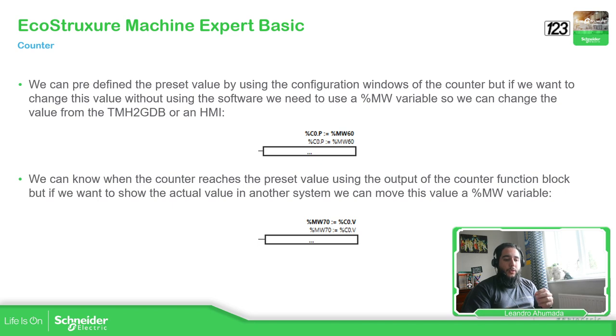And if you want to read the actual value from the counter to show that in the HMI, it's very similar. You just need to move the actual value of the counter into a percentage MW variable. And this is how you can do it. You need to assign the percentage MW to the instance of the counter .V, V for value.